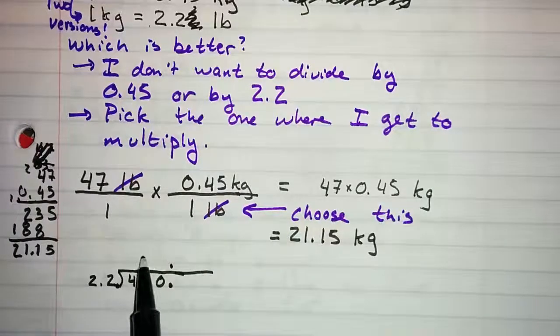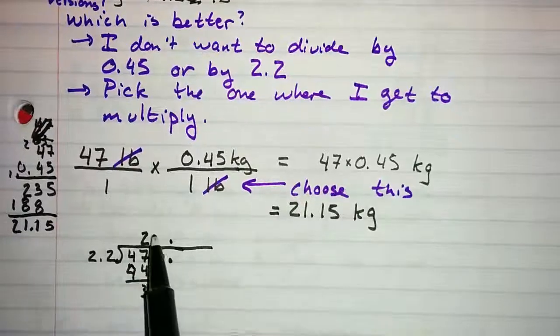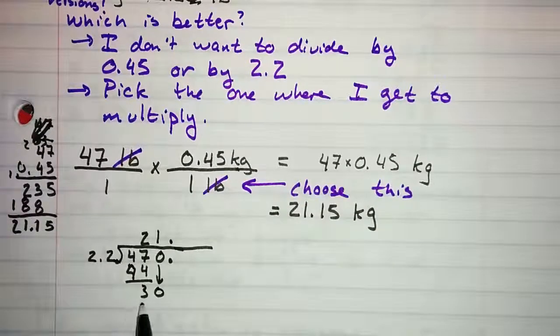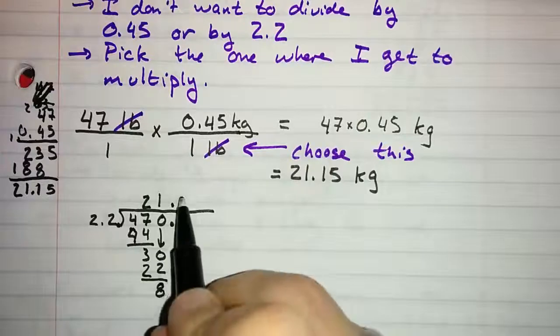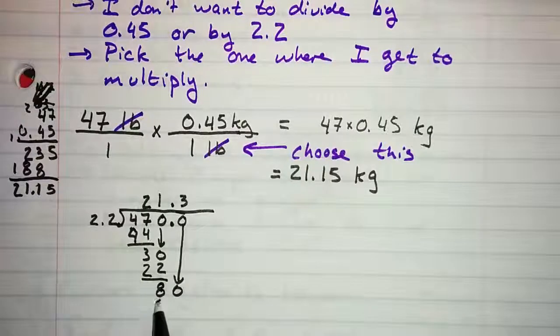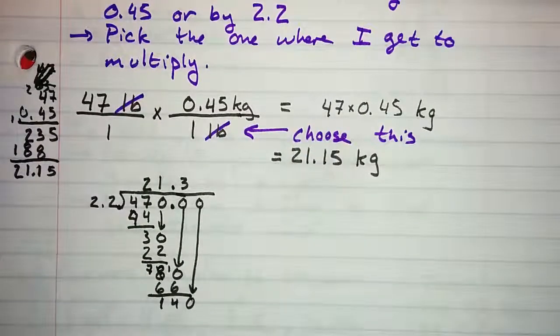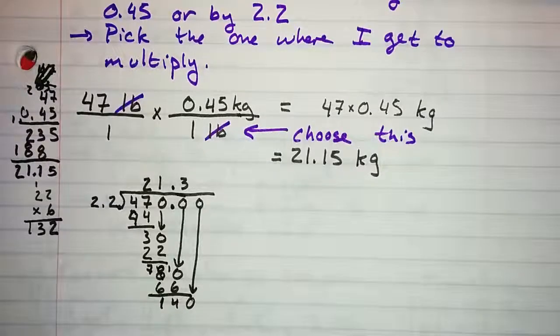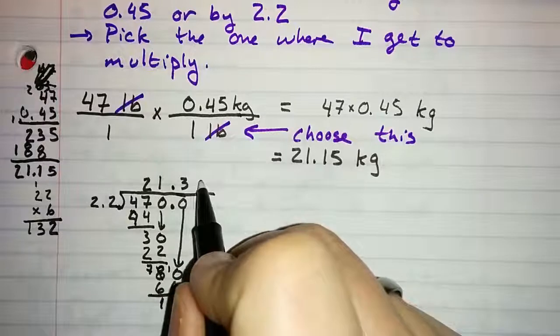22 goes into 47 twice, with 3 left over. 22 goes into 30 once. 22 goes into 80 3 times. 22 goes into 140 6 times, I think. Yeah, 6 times is going to be what we get.